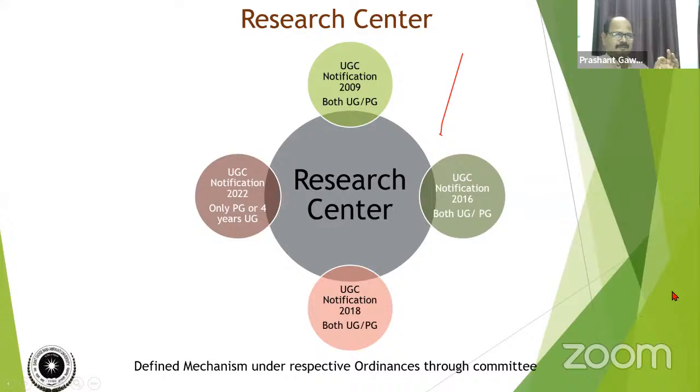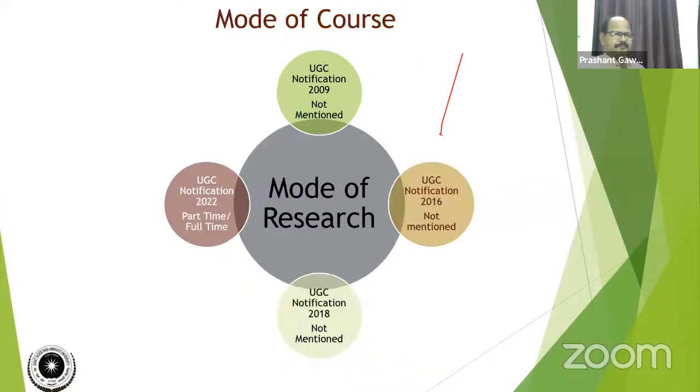students are allowed. The 4 years UG centers are allowed for the recognition of research center. There is a defined mechanism under the different ordinances through these different committees.